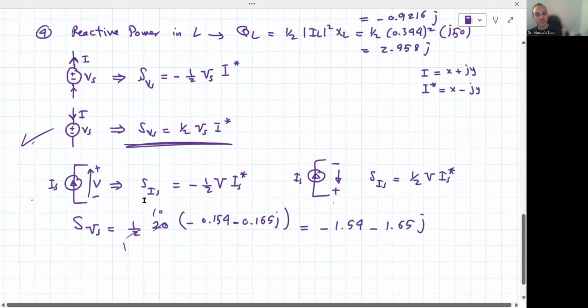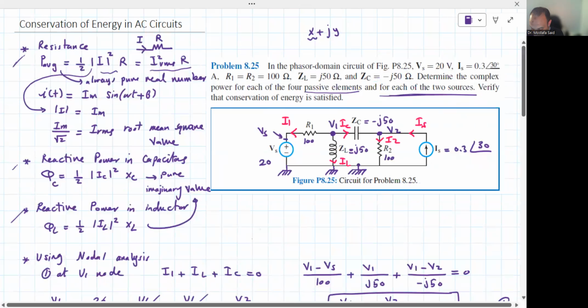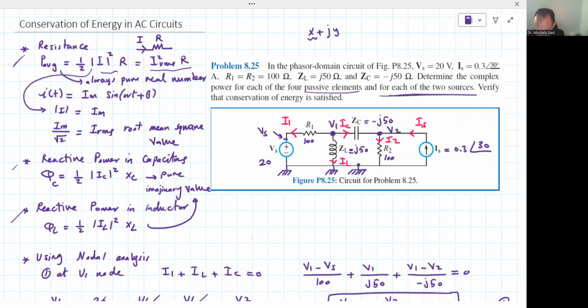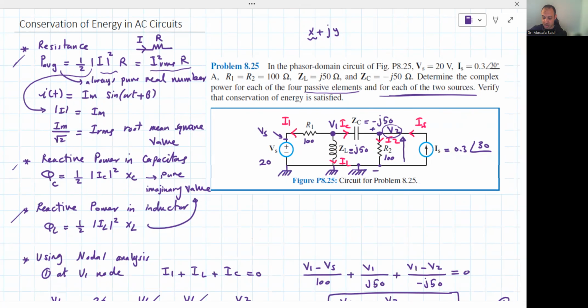Now, let's go to the current source. Which one are we going to apply? We don't know, let's go and see. IS is going up like that. And what is the voltage across IS? Basically V2. We assume this is the positive reference, with the ground being negative, and the direction of the voltage is from the negative to the positive. So they are in the same direction.